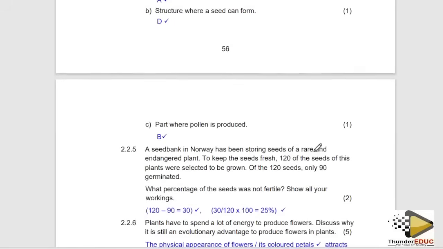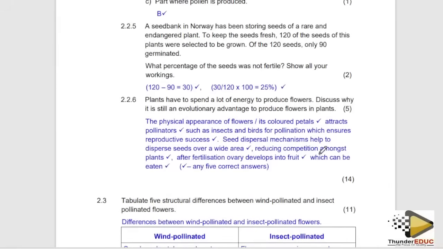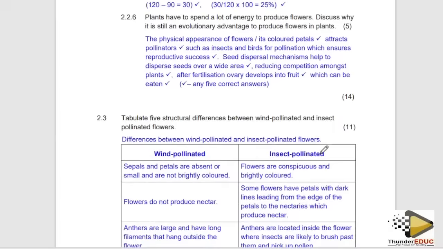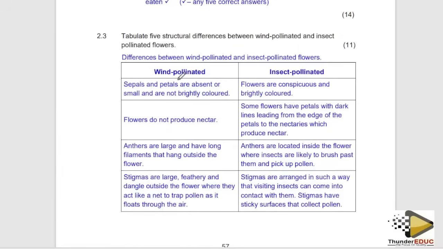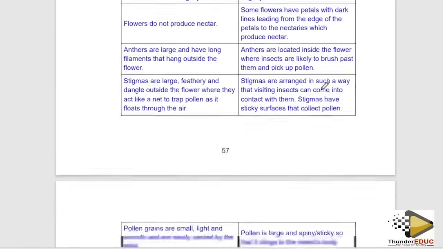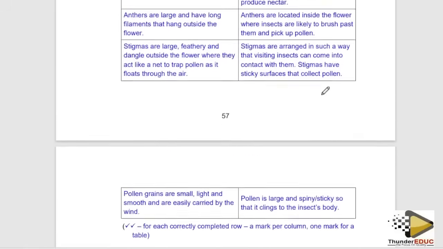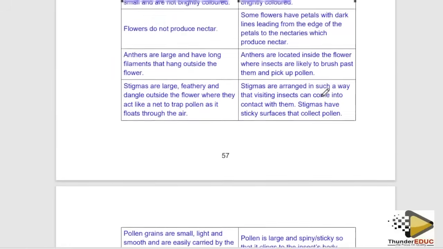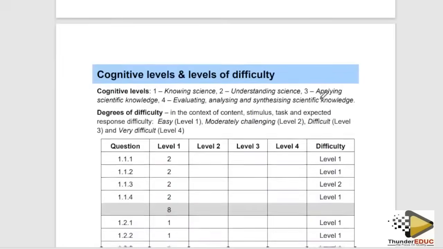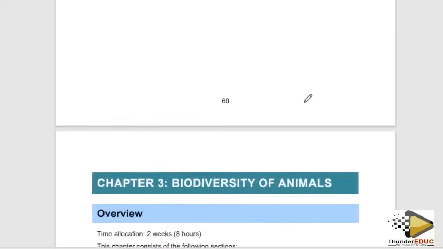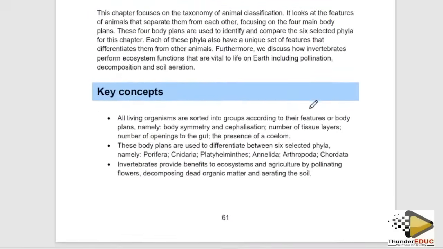flower. So I'm not going to go through the questions. This is what I was saying. Wind-pollinated flower, insect-pollinated flower. So at least go when you know that. So I think I'm done with that. Now we are going to the next question.